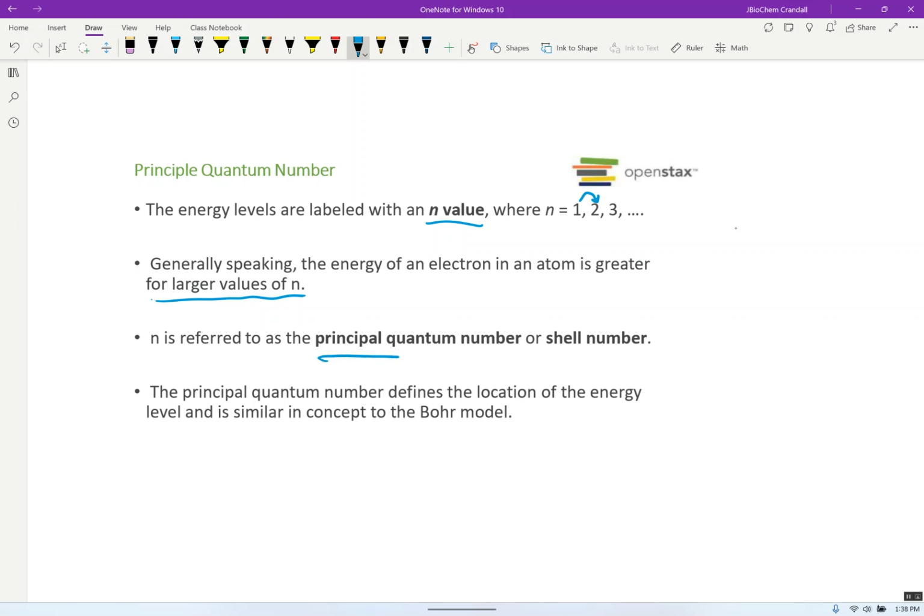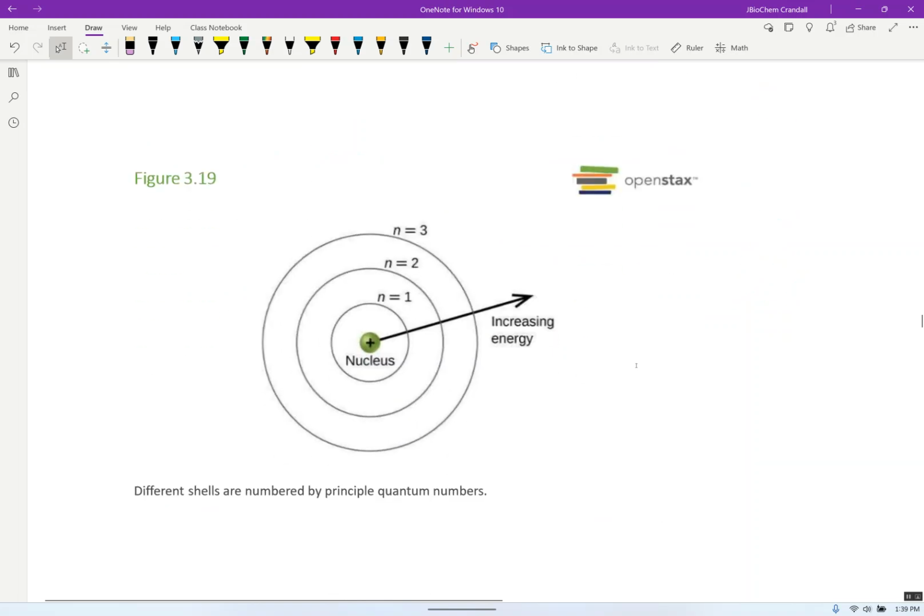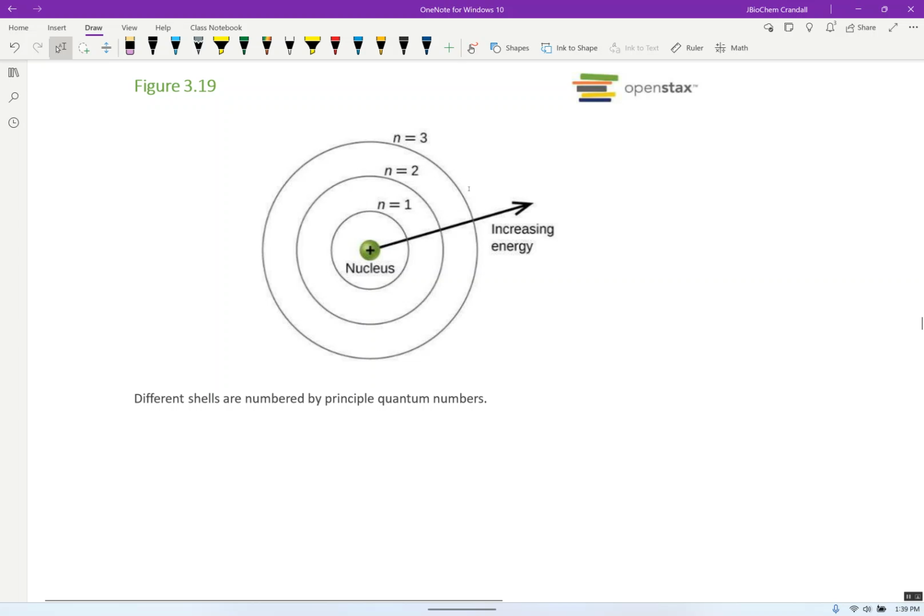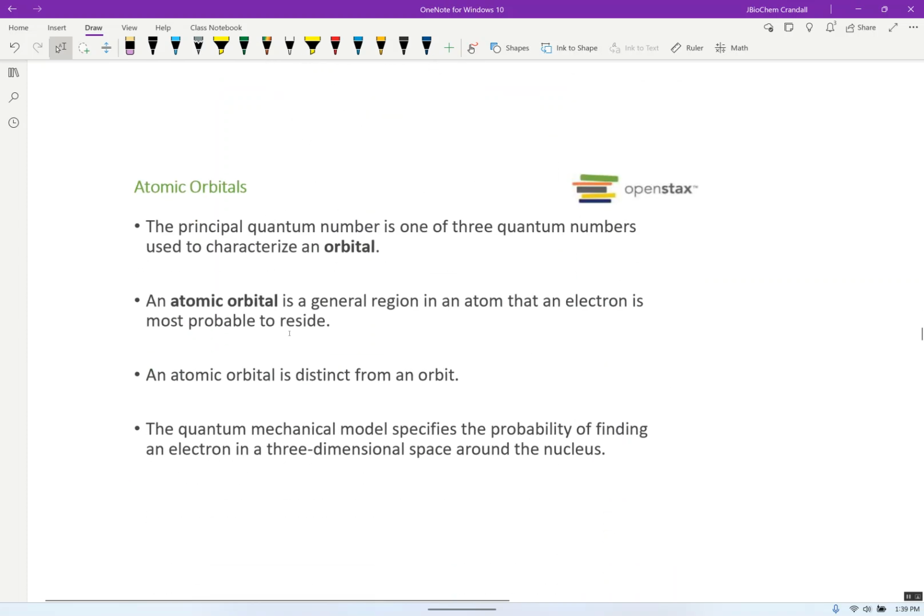This is the principal quantum number or shell number, like we're talking about the shell. n equals 1, n equals 2, n equals 3. Different shells have different sub-energy levels, which we'll describe as well. Here you see those n equals 1, 2, and 3, different shells moving up, increasing energy as the electron moves from here to here to here.